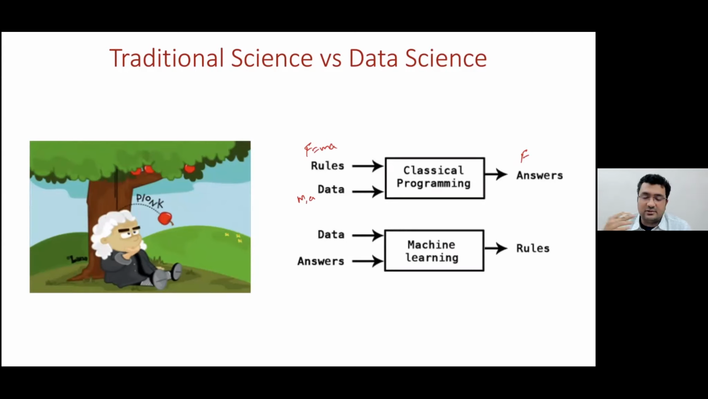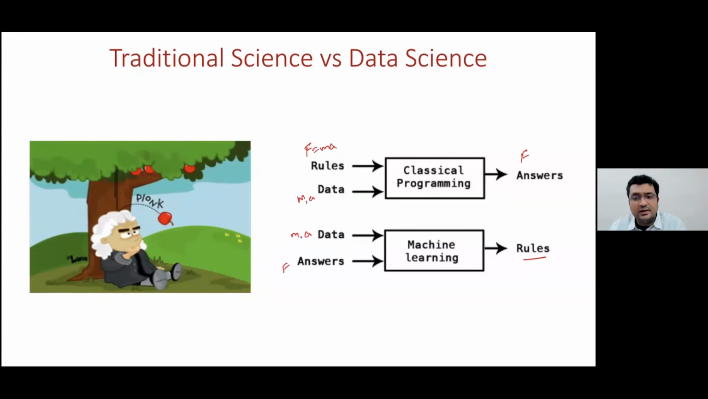Now in the field of machine learning and AI, what really happens is you have lots and lots of data, right? So you have m and a, and somehow, let's say I know the force that is acting on it. So somehow I know that. And then I'm trying to discover the rule that relates all these data sets together. So what is that rule?